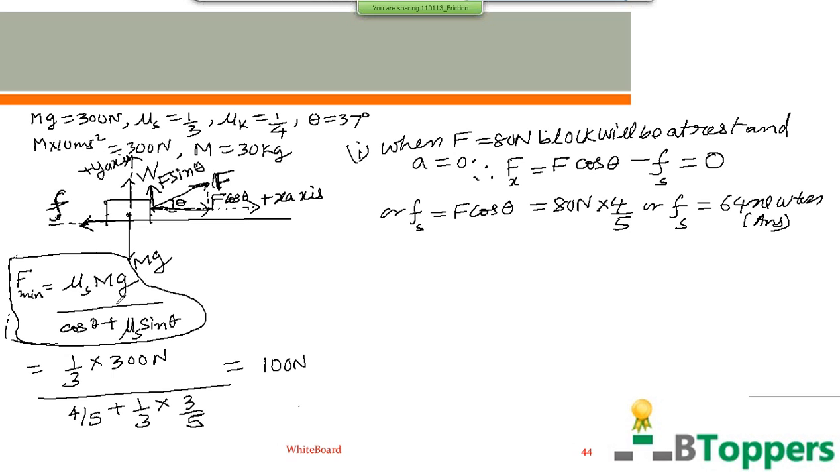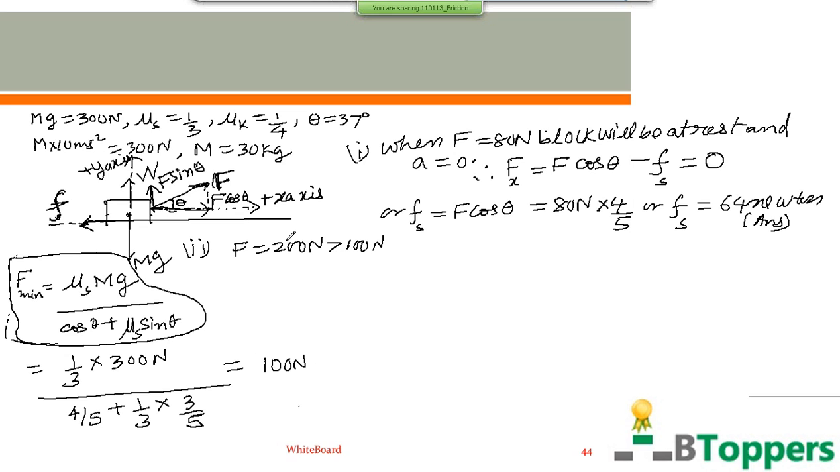Coming to the second part of the question. In the second part, the magnitude of the pulling force applied on the block is given as 200 newtons, which is more than 100 newtons. As I discussed, the block starts moving when the magnitude of the pulling force applied on the block exceeds mu s mg by cos theta plus mu s sin theta. That means the block starts moving when the magnitude of the pulling force exceeds 100 newtons.